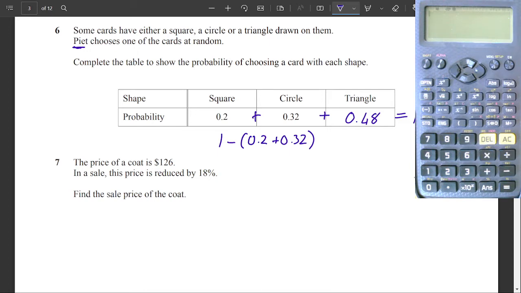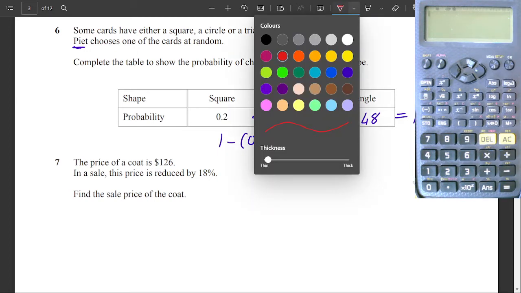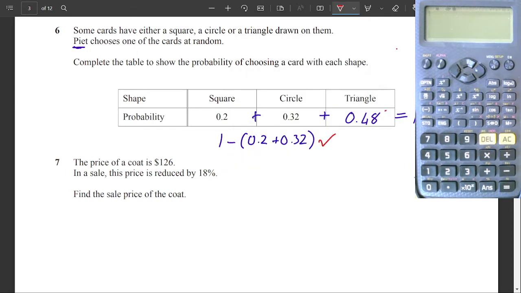Okay, do show a bit of working out, because I do see that on the mark scheme you get a mark for that and then a mark for the answer. Okay, so show as much as you can.